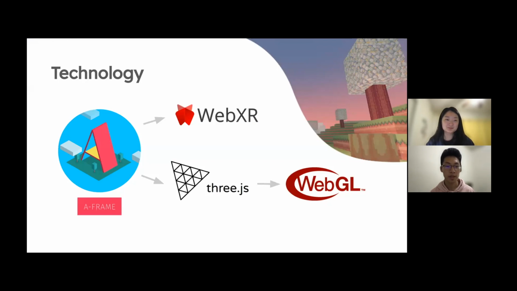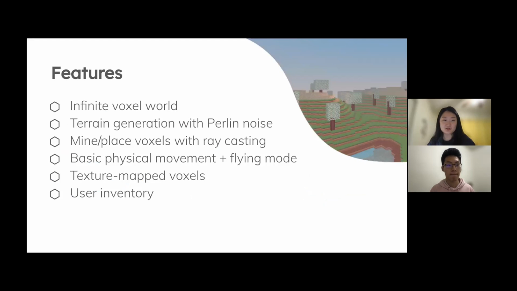To build this, we used A-Frame, which is a framework for building web VR experiences. It uses WebXR, 3JS, and WebGL, and it also uses an entity component system. Some of the core features of our program include having an infinite voxel world, having terrain generation with Perlin noise, being able to mine and place voxels with raycasting, having basic physical movement in a flying mode, having texture map voxels, and a user inventory. And we'll go more into depth into all of this.